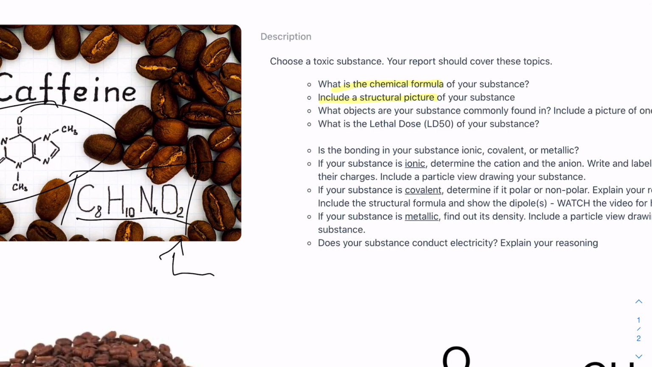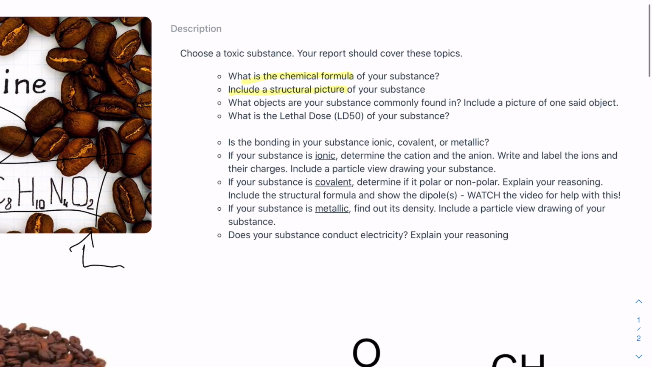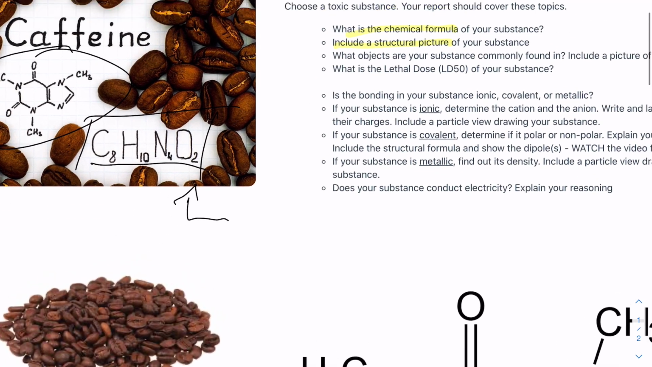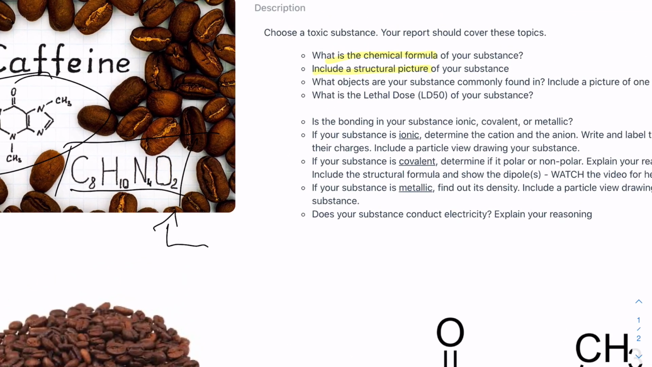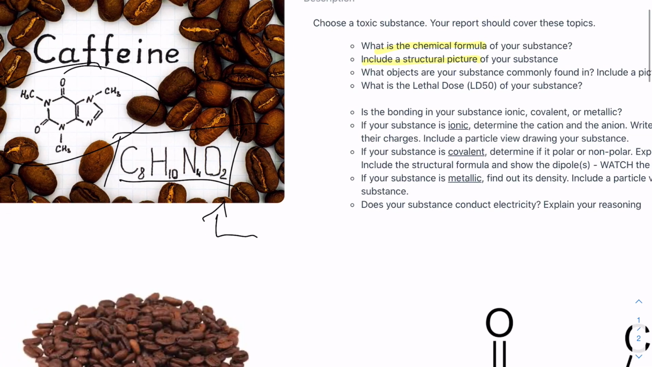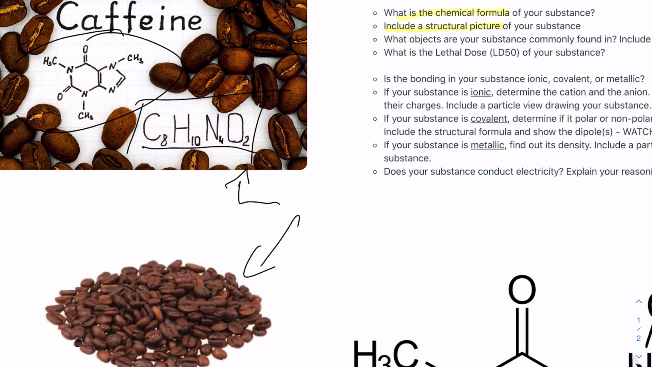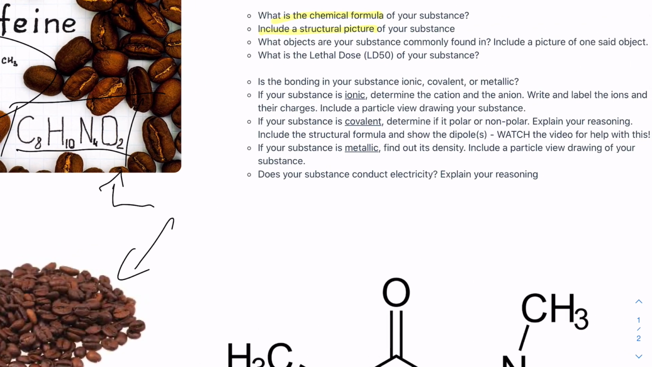What objects or substances is it commonly found in? Include a picture of one said object. So caffeine is commonly found in coffee and things like that. It's derived from cocoa beans in South America mainly. So I just included a picture of cocoa beans. That would be fine. What is the lethal dose? Remember, that's going to be something you can look up fairly easily, and the units for lethal dose is milligrams over kilograms. Right? We call that the LD50. Right? Because it takes how many milligrams to kill 1 kilogram of an organism.